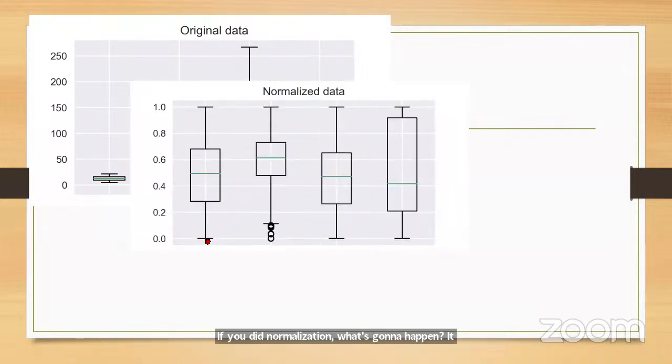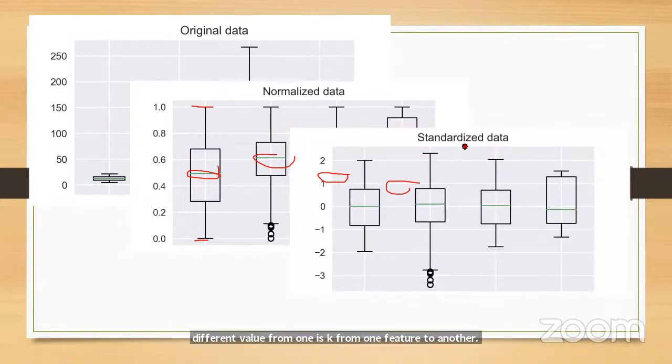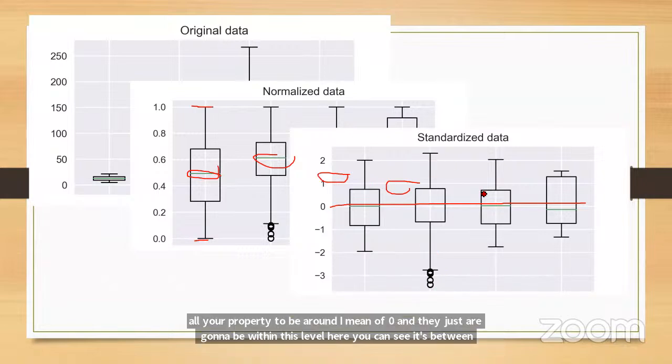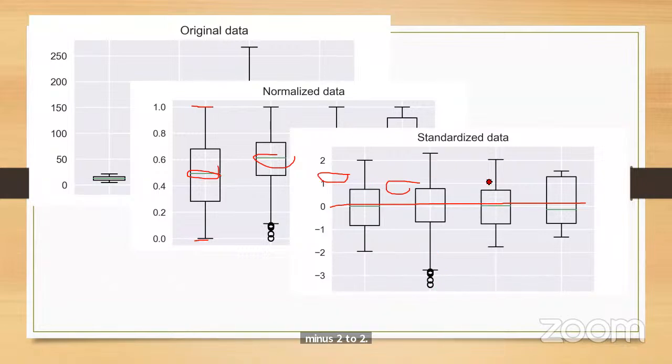It will grab all your data to be between 0 and 1, but your mean will not be equal to 0. It's a different value from one feature to another. If you did the standardization technique, it will grab all your properties to be around a mean of 0, within this level here. You can see it's between -2 and 2, between -3 and 2 point something, and so on. It depends on the distribution.